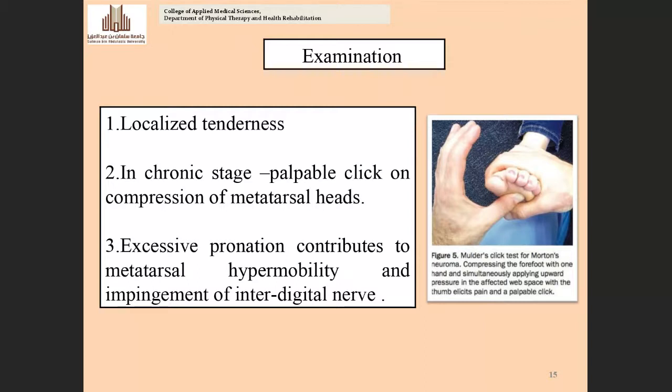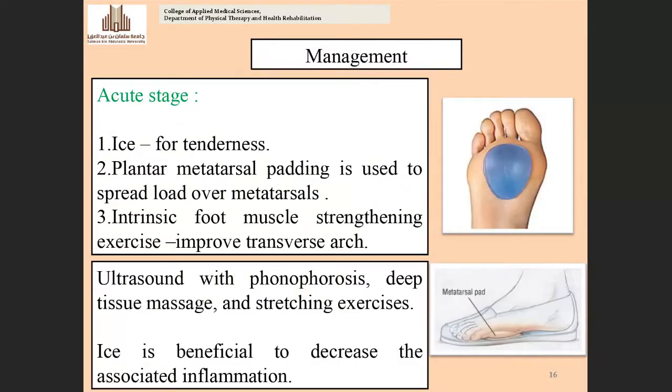Excessive pronation contributes to metatarsal hypermobility and impingement of the interdigital nerve. When you make pronation of the ankle joint, it compresses the nerve fiber and produces impingement of the interdigital nerve. So these are the examination procedures to identify the problem of Morton's neuroma.